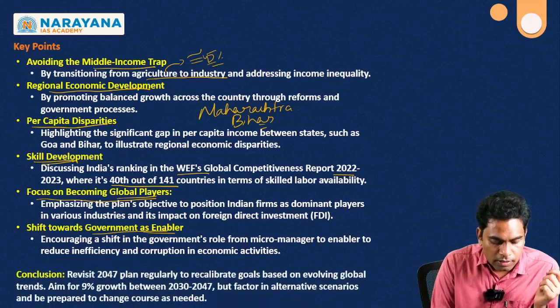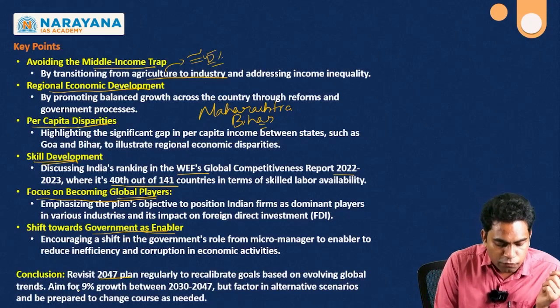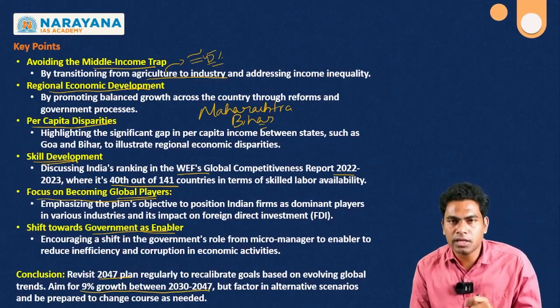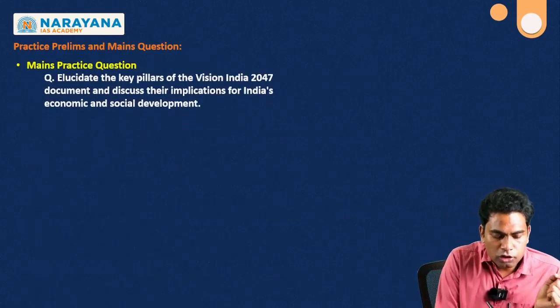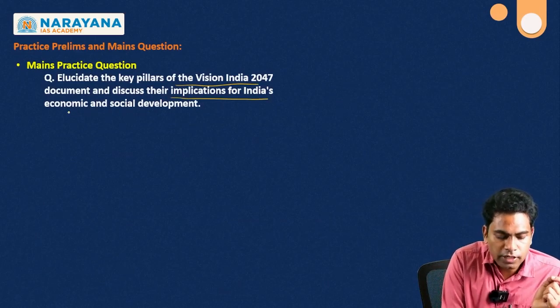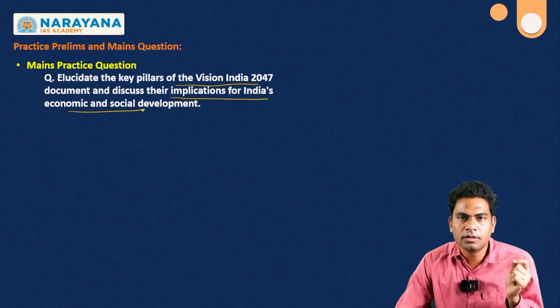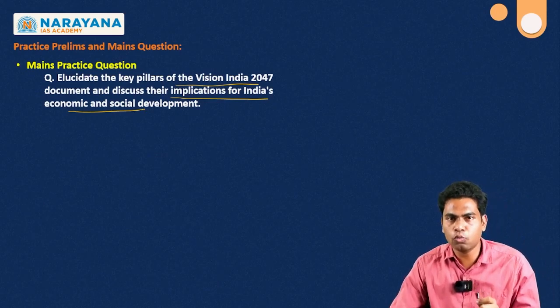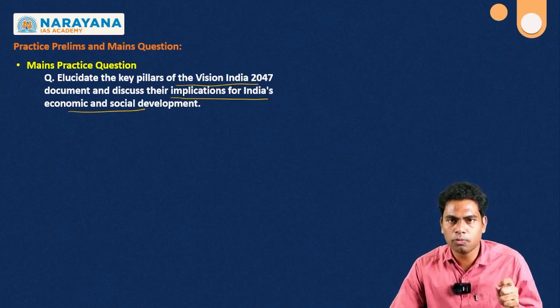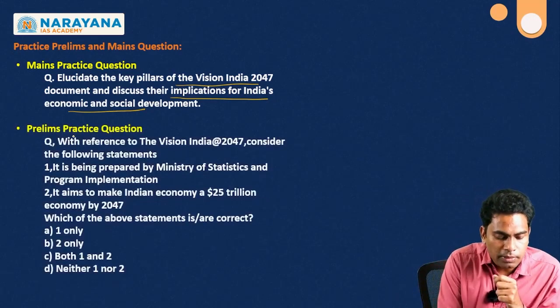Coming to the conclusion, the 2047 plan aims for 9% growth between 2030 and 2047. All these will ultimately enable us to realize the vision. Practice questions. Mains question: Elucidate the key pillars of the Vision India 2047 document and discuss their implications for India's economic and social development. As we have already seen about this document and how it tries to see that our potential is realized through planning, overcoming regional economic disparities, etc., you could tackle this answer through the points that have already been mentioned.